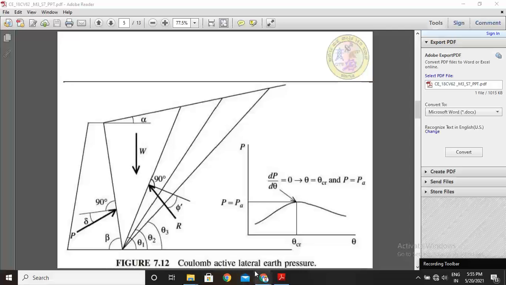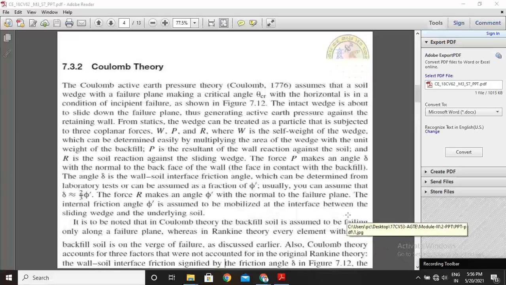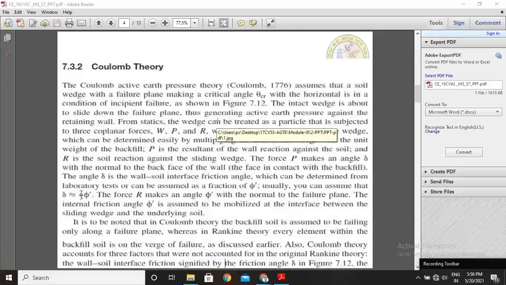The total force P equals the active earth pressure PA. So P equals PA. Where there is a tangential point, dP by d theta is equal to 0. Then theta becomes the critical theta and P becomes PA, that is, the active earth pressure. This is the Coulomb active lateral pressure. The intact wedge is about to slide down the failure plane, thus generating active earth pressure against the retaining wall.